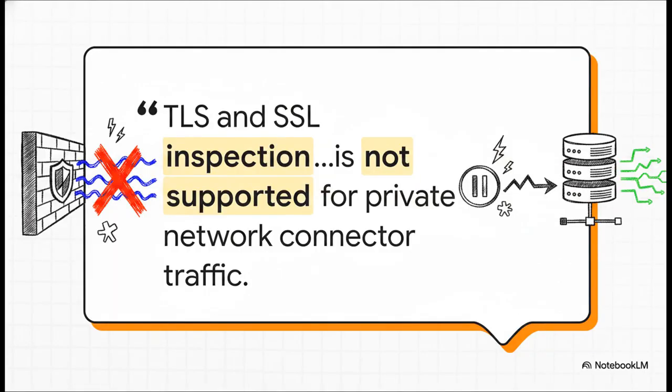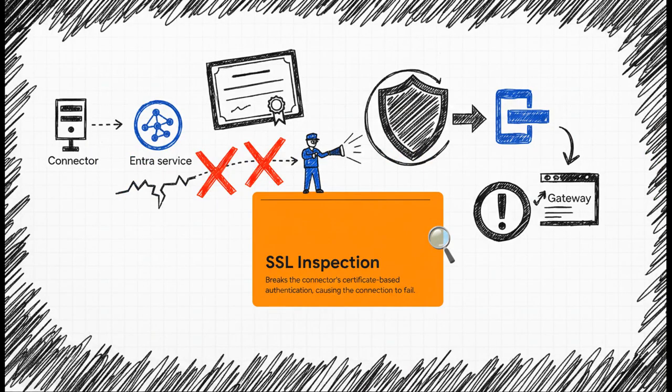Okay, listen up, because this one is huge. This is the gotcha that trips up so many people. Your corporate firewall, your fancy next-gen proxy, whatever you've got doing security, it absolutely cannot, under any circumstances, do TLS or SSL inspection on this traffic. If it does, it will break the connection. I promise you, every single time. And here's why. It all comes back to trust.